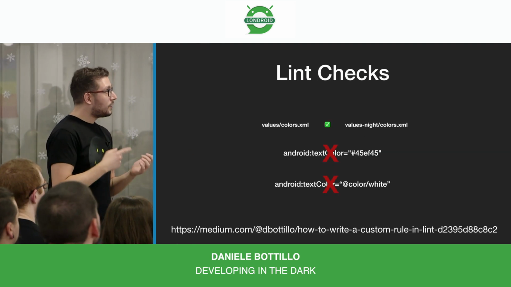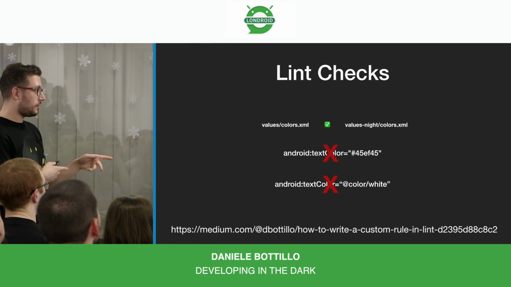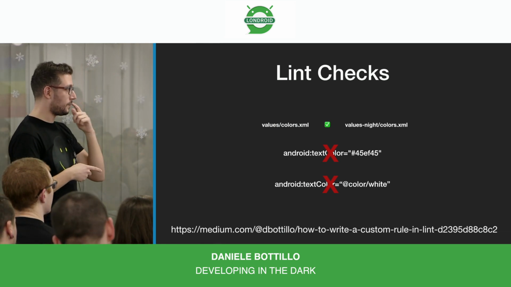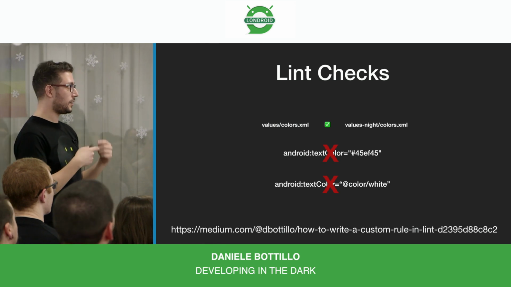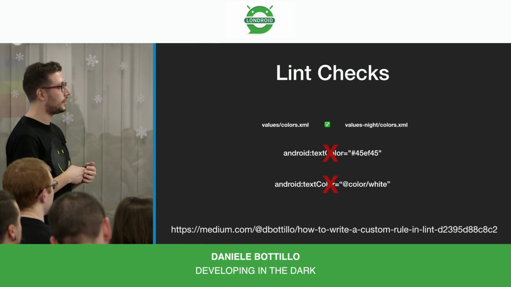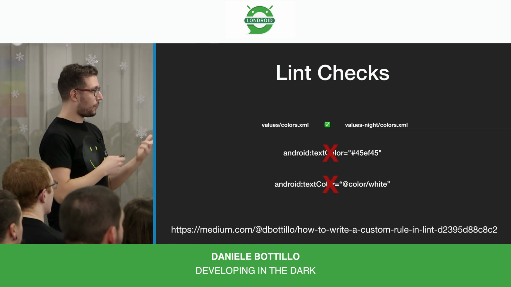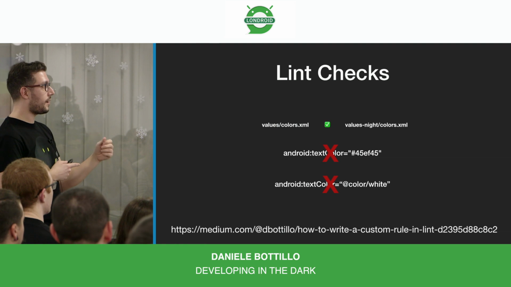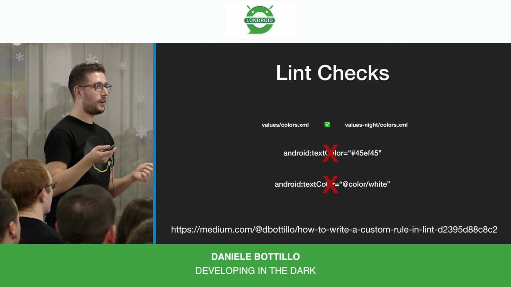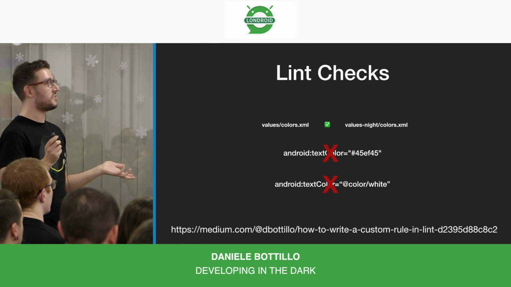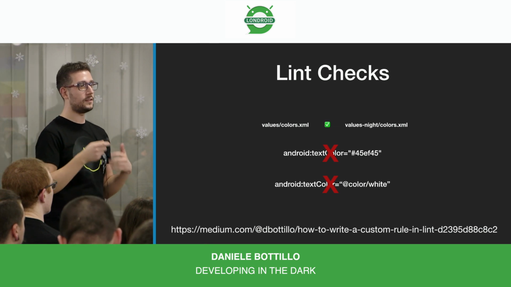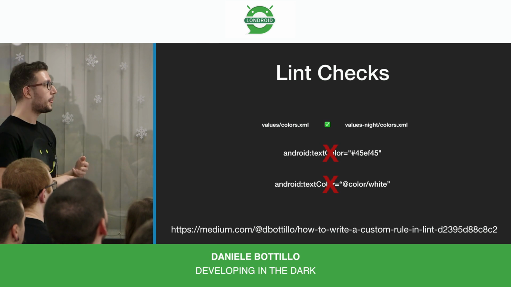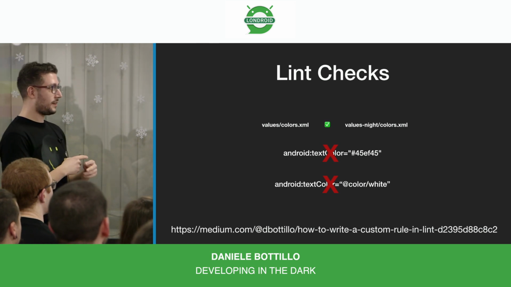Cool. So about the Lint checks, I'm not going to go into the details of how to add a custom Lint check to a project. I wrote a blog post about that. What I want to focus on here is how we actually did it. There are 3 Lint checks that we added. The first one is: if there is a color defined in values, you should have a color defined in night. That's quite straightforward. If there is a color missing, either something doesn't work, or you have missed a use case, for example. The second one is hard-coded color.